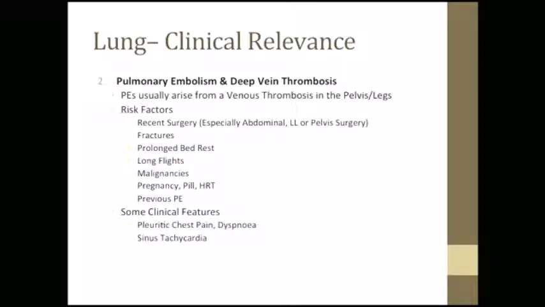So some clinical features, you have pleuritic chest pain, dyspnea, and importantly, on the ECG, you have sinus tachycardia as well. That's one of the main features, among many others. And treatment-wise, you usually put them on anticoagulants, or you can put them on some thrombolysis as well.